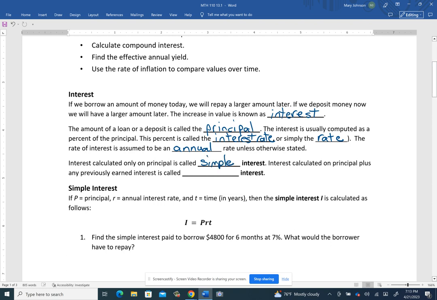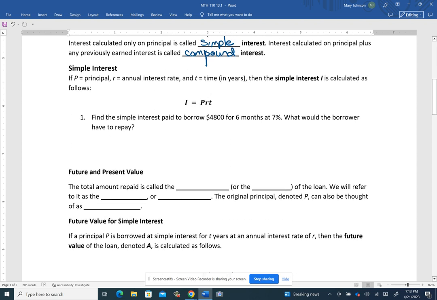But if you have interest that's calculated on the principal plus any interest you earned previously on that principal, that's called compound interest. And it's the secret to growing your money, trying to find different investment vehicles that allow you to compound interest.